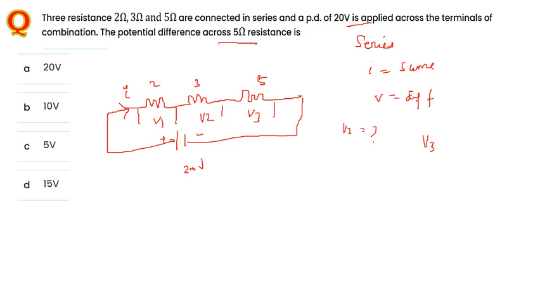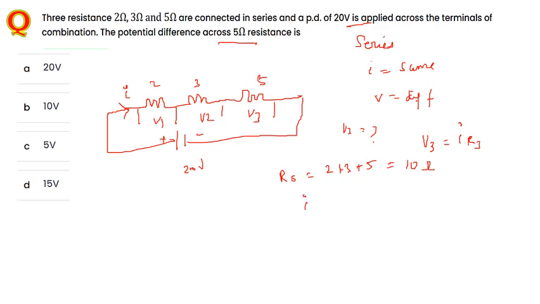See here, V3 is equal to I into R3. That's our formula. Now we have to find out what I is. We are not sure about this one. For a series connection, the equivalent resistance here is 2 plus 3 plus 5, which gives 10 ohm. That is the resistance here.